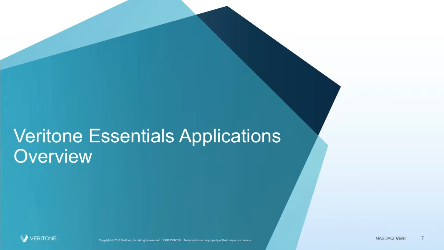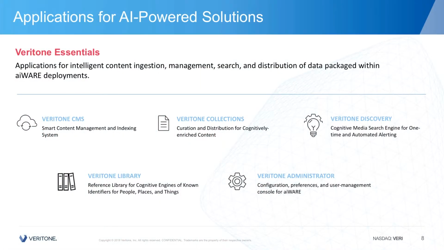So let's go over a quick overview of the Essentials application. As you can see, this is an intelligent content ingestion, management, search, and distribution, and it's all packaged around our aiWARE deployment. So today, Robin's going to walk us through each of these applications, starting with the content management system, a smart content management system where you ingest and index your content, and you're going to see your data payloads and how you apply AI engines around that.